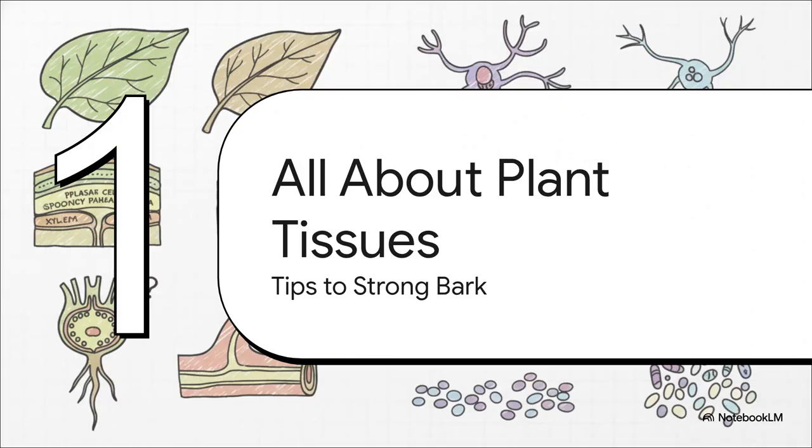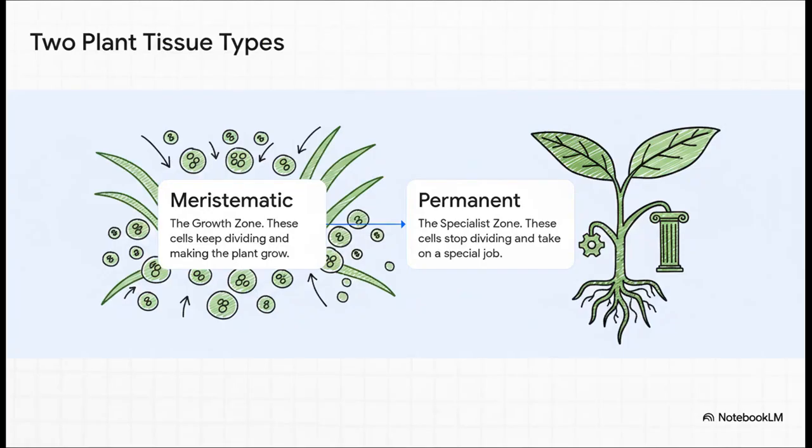Right. Let's zoom in on team plant. And don't worry, it's very logical. You can basically divide all plant tissues into just two main categories, the growing tissues and the grown-up tissues. So you have meristematic tissues. Think of these as the young, energetic cells that are always dividing and making the plant grow bigger. Then, once these cells get a little older, they stop dividing and pick a special job. That's when they become permanent tissues, from a growing kid to a working adult.